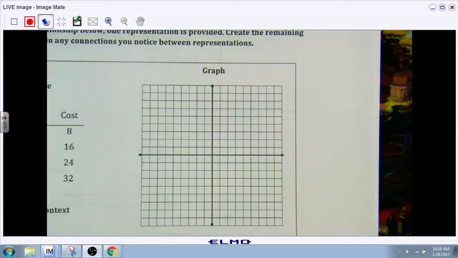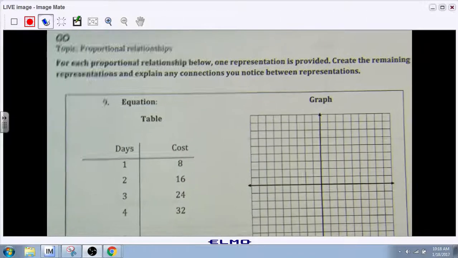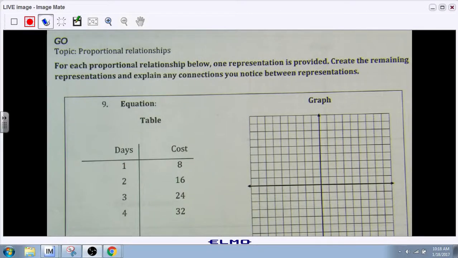Finally, let me get this on the screen. For each proportional relationship below, one representation is provided. Create the remaining representations and explain any connections you notice between the representations. So here is my thing. So I have day one.